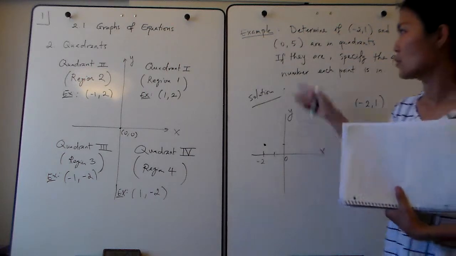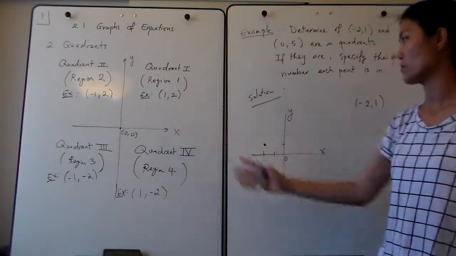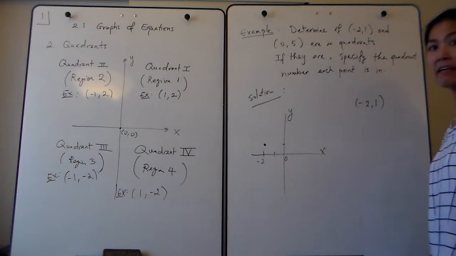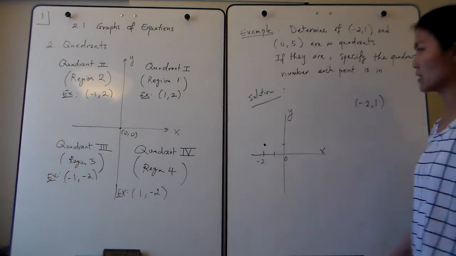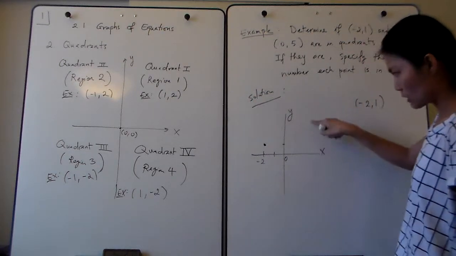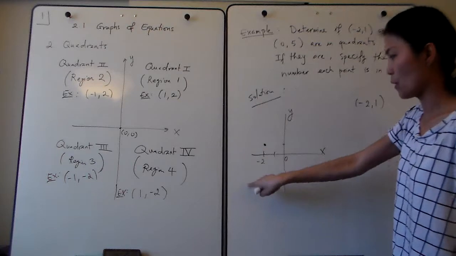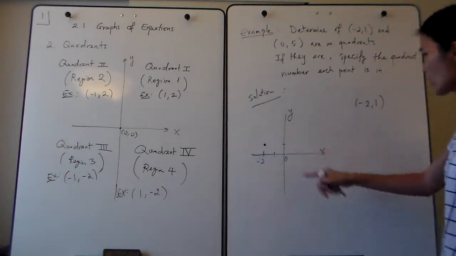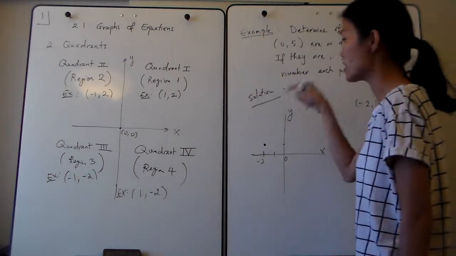Now, using what we just talked about, for this point right here, what quadrant is it in? Quadrant 1 is the top right, going counterclockwise: quadrant 1, quadrant 2, quadrant 3, quadrant 4. So this is quadrant 2. So actually, this point is in the quadrant.